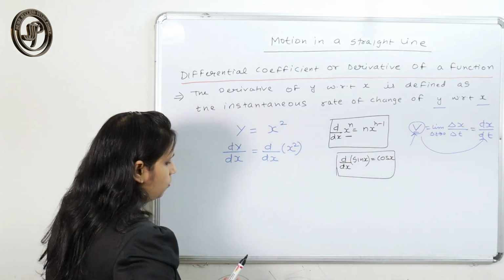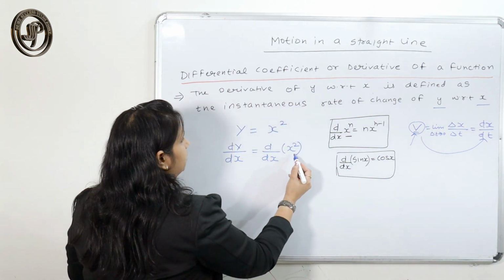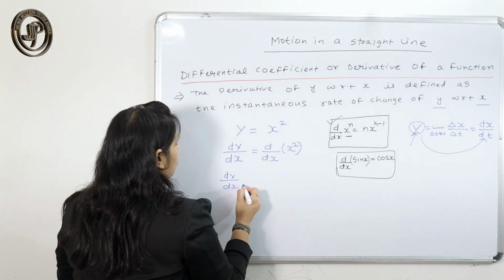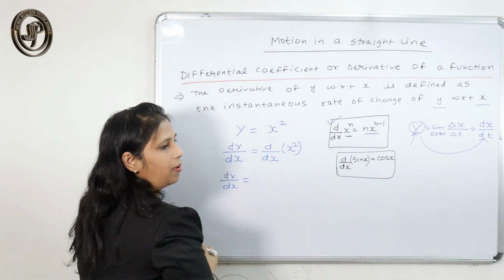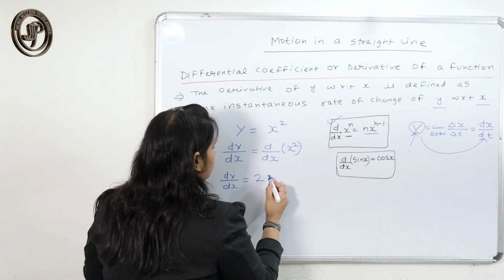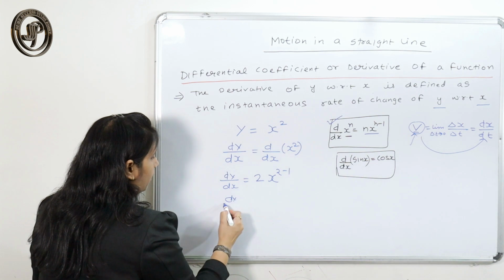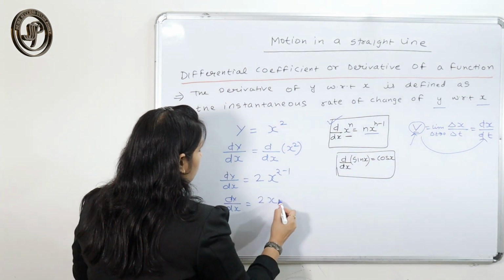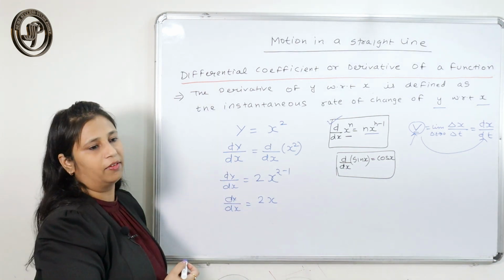Now, here what I have to do, this is the function. I can apply the rule over here, that x raised to power n gives n x raised to n minus 1. Here my n is 2. So, I can write 2x raised to 2 minus 1. And here I am differentiating with respect to x. So, this will be 2x. In this way I can find the derivative of x square.